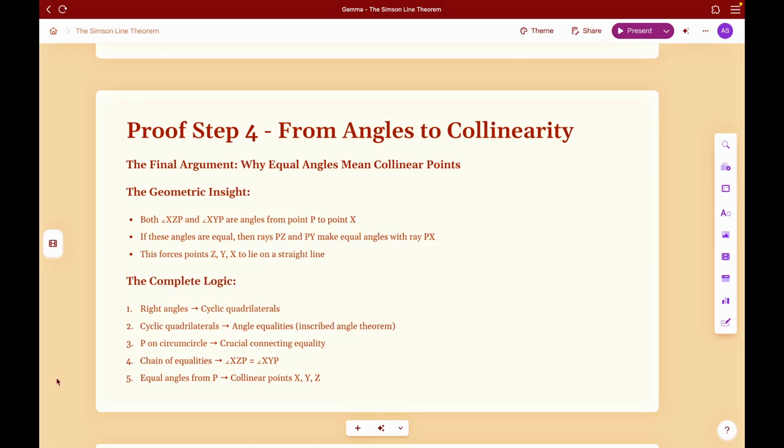The final step of the proof involves making these equal angles become collinearity. So the geometric insight is both of these angles are from point P to point X. If these angles are equal, then that means the rays PZ and PY make equal angles with the ray X. And due to geometric construction, this forces the points to lie on a straight line.